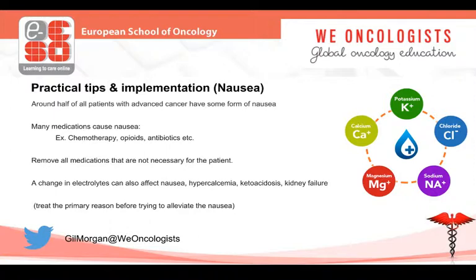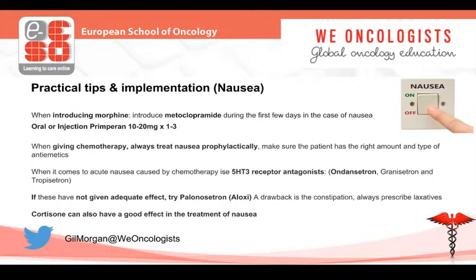A change in electrolytes can also affect nausea, such as hypercalcemia, ketoacidosis, or kidney failure. So try to treat the primary reason before you try to alleviate the nausea. When introducing morphine, introduce metoclopramide during the first few days in the case of nausea. So you can use oral or injection of Primperan from 10 to 20 milligrams 1 to 3 times a day.